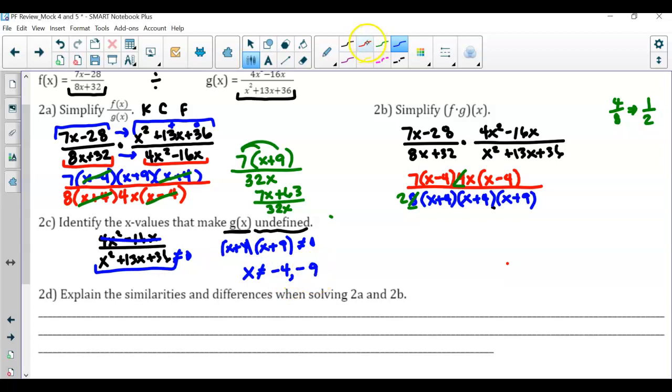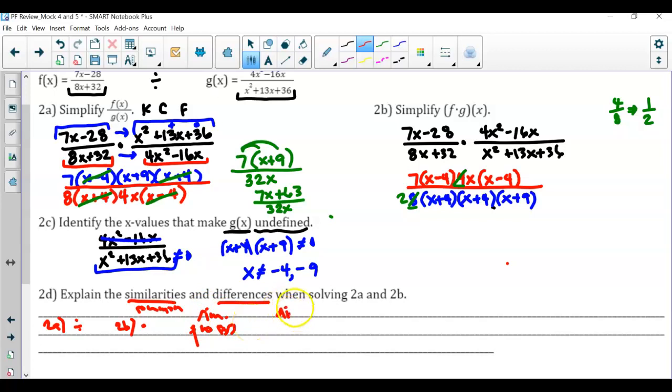So now in 2d, you are explaining both. Make sure to explain both the similarities, what they have in common, as well as differences. How are they different between 2a and 2b? Well, 2a was division and 2b was multiplication. Don't just leave it there. So what are similarities? Technically, our process was the same, because if you think about it, we still had to factor and then cancel out. So that is a similarity, the process where we had to factor and cancel out.